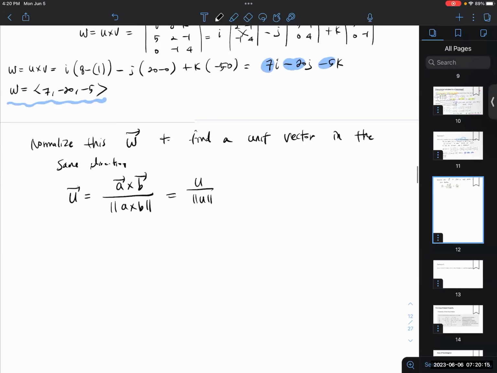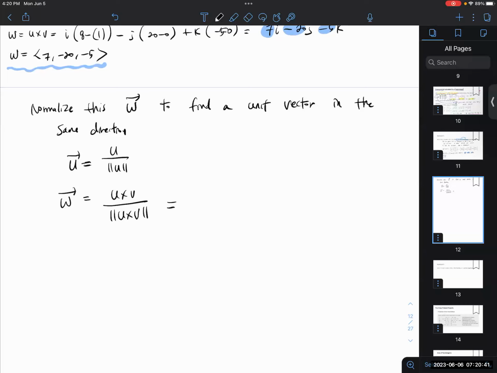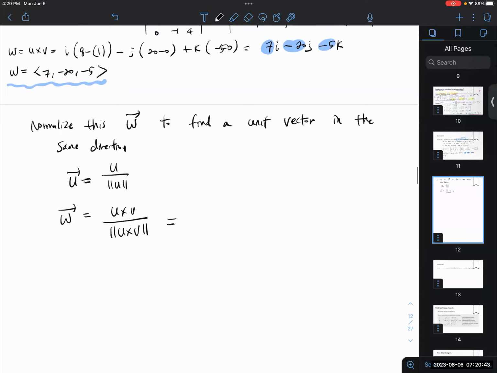So let me just get rid of this one. The unit vector formula is this. Now your W is u times v, and then we divide by the magnitude of that. So we're going to do this calculation. We already found u times v, which is w: 7, negative 20, negative 5. We just need to find its magnitude.